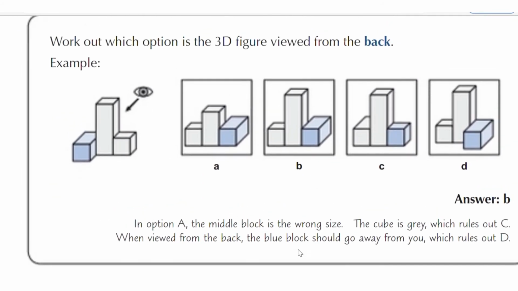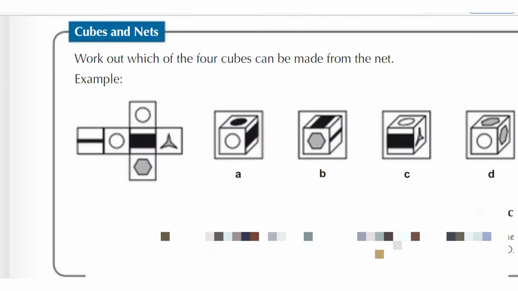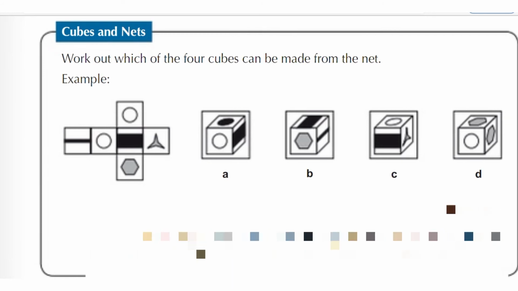And there we go. In option A, the middle block is the wrong size. The cube is gray, which rules out C. When viewed from the back, the blue block should go away from you, which rules out D. That's which of the four cubes can be made from the net? Which of these four cubes can be made from the net?